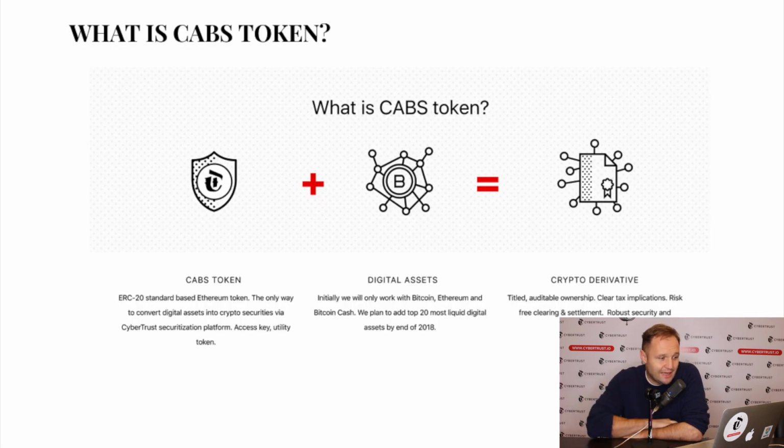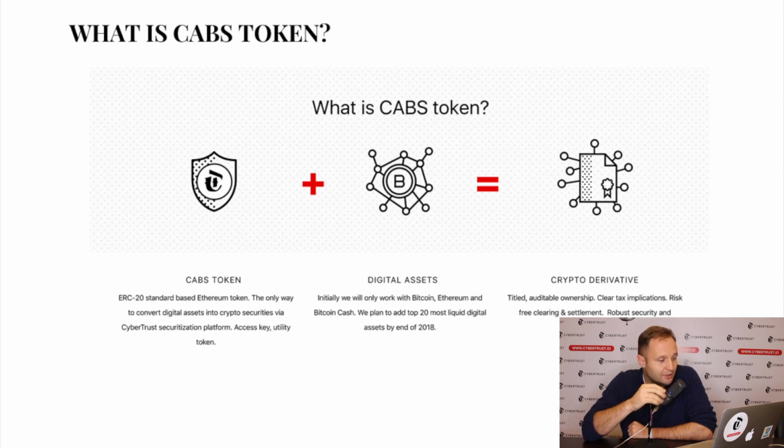So what is CABS token? CABS token is an ERC20 standard-based Ethereum token, and it's the only way to convert digital assets into crypto securities via our securitization platform. Basically, it's a plain vanilla access key utility token on which we'll further base, as a second step, a decentralized investment banking protocol, which you can use securities on as well as open it to all the rest of really cool projects out there.